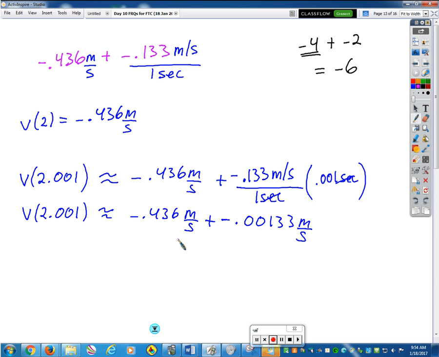If the velocity is already negative, Sarah, it doesn't matter how tiny of a negative value we add to the velocity, it's going to force it to be more negative. No matter how short of a time period we examine, if the acceleration is negative, you're still going to be adding some tiny negative value, causing the velocity to become more negative.